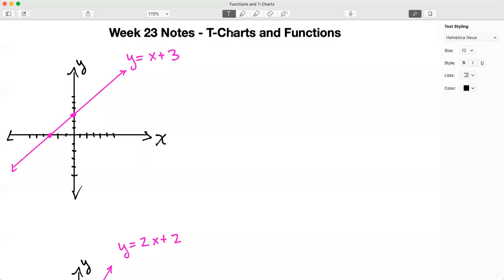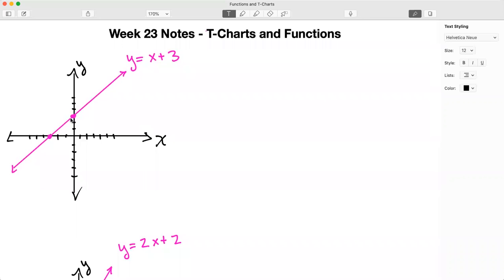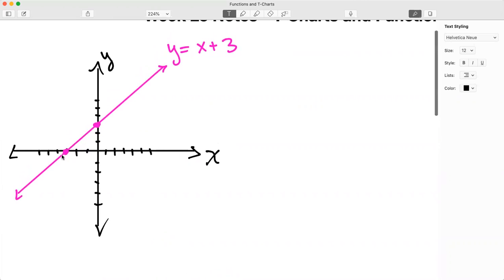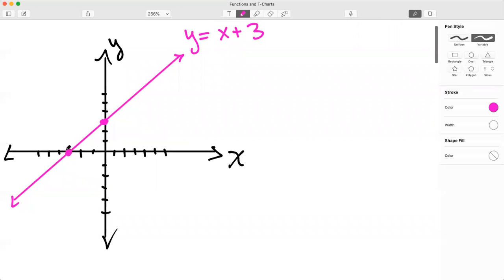All right, in this video, we're going to be using t-charts and functions, and I'm going to explain what that is, but we're going to connect it to what we did before with y and x intercepts. So when we look at this graph right here, we can see that it crosses the x-axis at this point, and it crosses the y-axis at that point right there. Let's try and see if we can name those points by their coordinates.